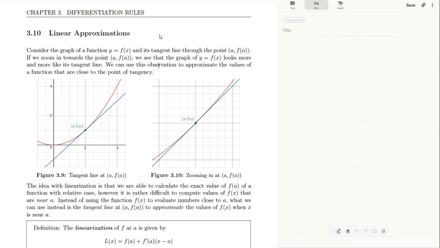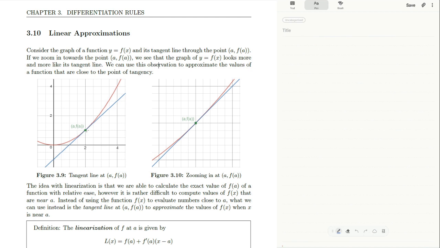Hello everyone, welcome back. In this video we're going to talk about an application of the tangent line, which are called linear approximations. So let's consider the graph of a function y equals f of x and its tangent line through the point a comma f of a. So the red curve here is our function and the blue line is the tangent line through the point a comma f of a.